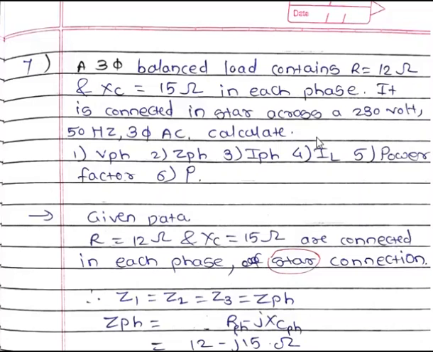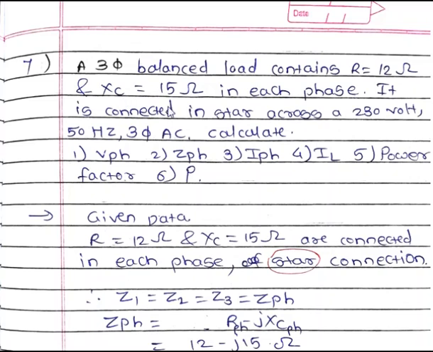A three-phase balanced load contains R is equal to 12 ohm and XC is equal to 15 ohm in each phase. It is connected in star across a 230 volt 50 Hz three-phase AC supply. Calculate first VPH, second ZPH, third IPH, fourth IL, fifth power factor and P active power.